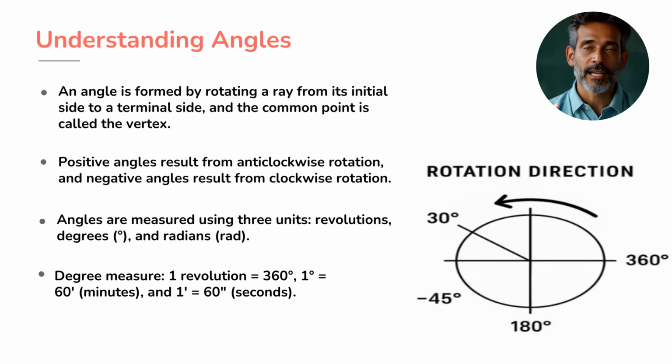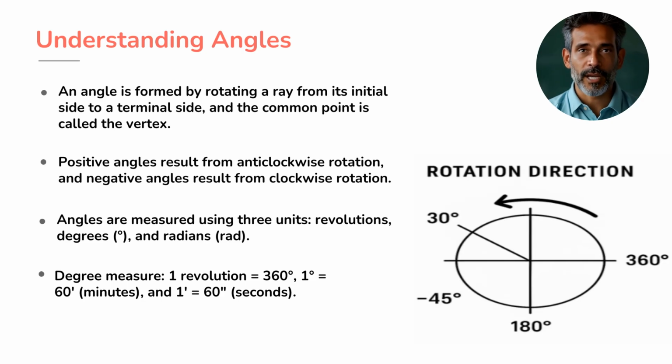What exactly is an angle? An angle is formed by rotating a ray about its initial point. We have two important parts to an angle: the initial side, which is where the rotation begins, and the terminal side, which is where the rotation ends. And the point where both sides meet is called the vertex of the angle.